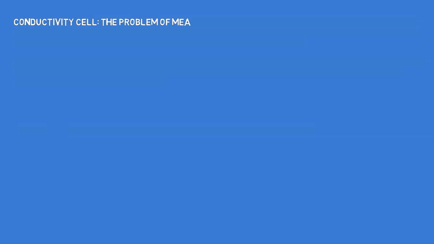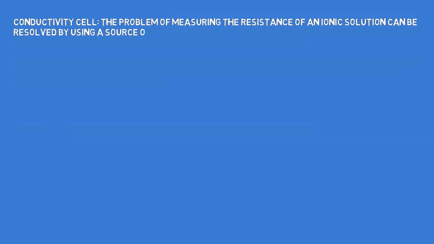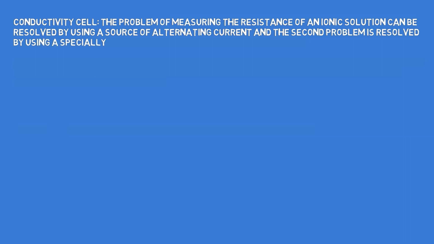Conductivity cell. The problem of measuring the resistance of an ionic solution can be resolved by using a source of alternating current, and the second problem is resolved by using a specially designed vessel called a conductivity cell.